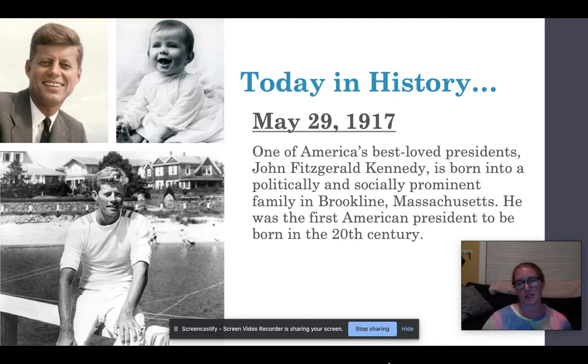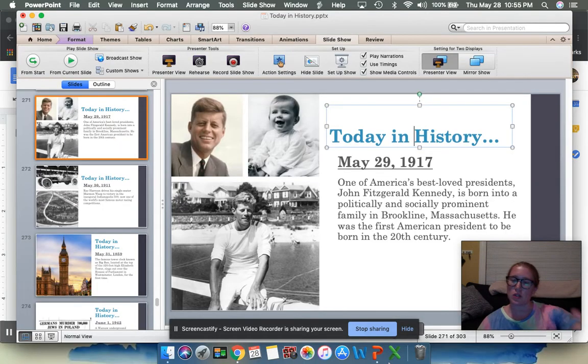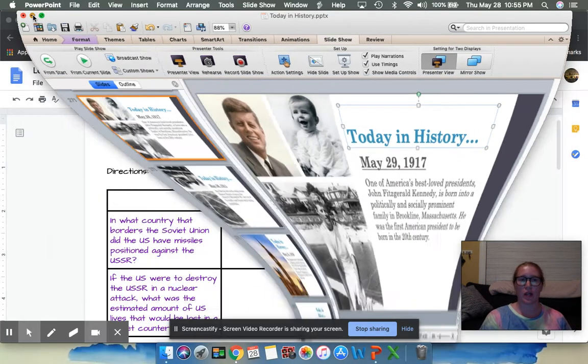So today is the day that he was born, and very fitting because we've been talking all about the Cold War and he was president for a majority of that time, and the lesson that we're doing today is going to be specifically dealing with things that happened during his presidency. So all happened perfectly aligned with the lessons. So let's get into our work.